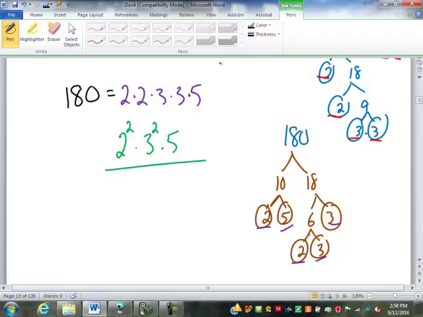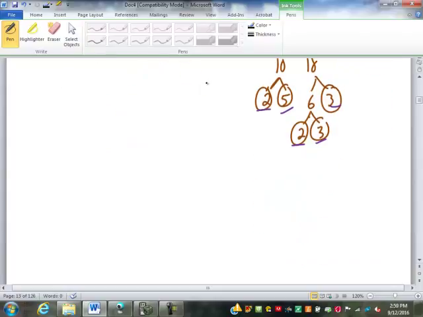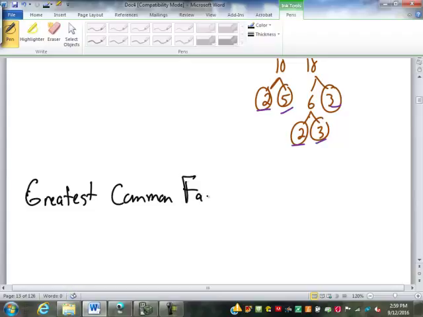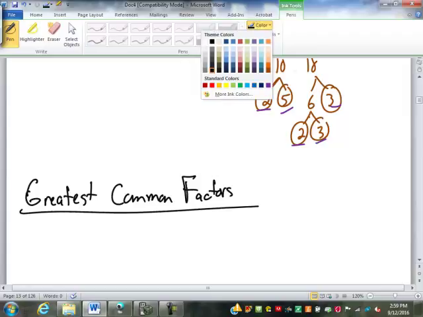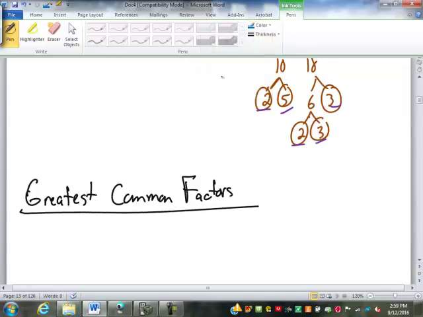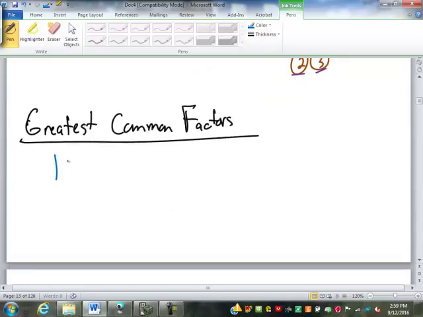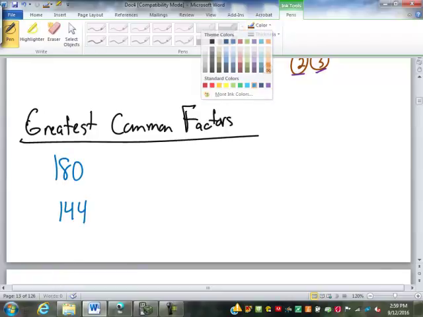So now the question is, why is this important? Well, what we've been doing here is factors. So let's talk about something called greatest common factors. With greatest common factors, we're looking at two numbers, and we're finding the largest number that can divide into both of them. So let's say I have 180 and 144. I want to find the largest number that will divide into each of those.